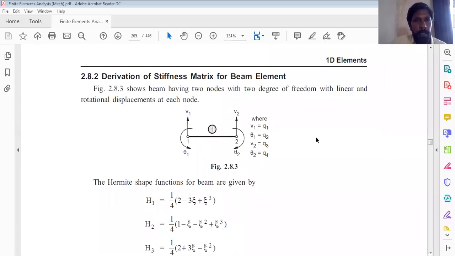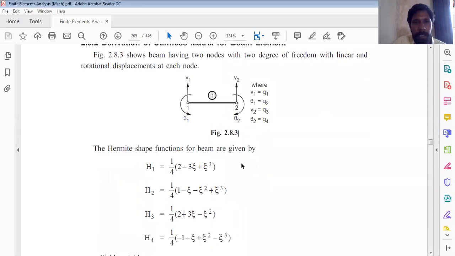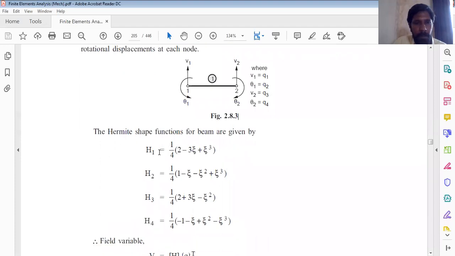Hello everyone. Let us discuss the derivation of the stiffness matrix of a beam element. I have considered here a beam element consisting of node 1 and node 2, having vertical displacements v1, v2 corresponding to nodes 1 and 2, and rotations theta 1 and theta 2. In the previous lecture, I discussed the shape functions related to the beam, h1, h2, h3, h4.